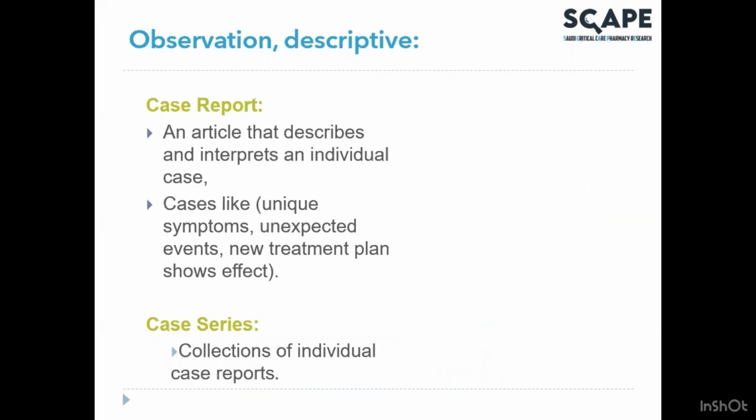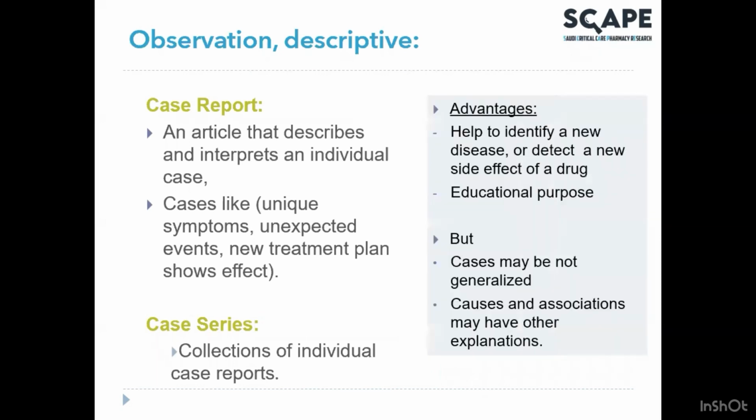In the observational descriptive part of the studies, we have case report and case series. And what is a case report? A case report is an article that describes and interprets an individual case. Those cases usually have unique symptoms or unexpected events, or it can be a new treatment plan that shows effect on specific patients.